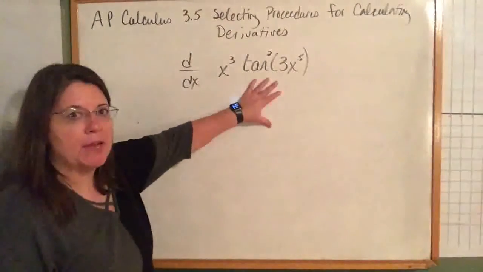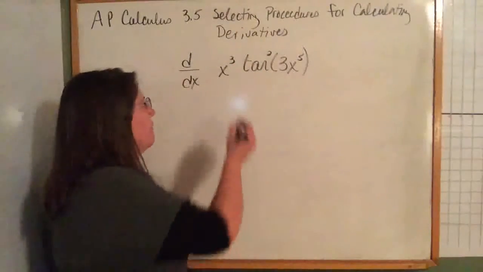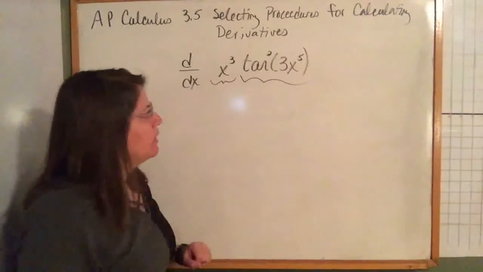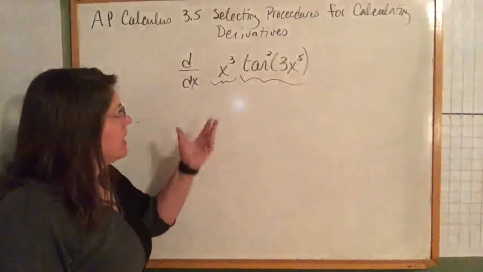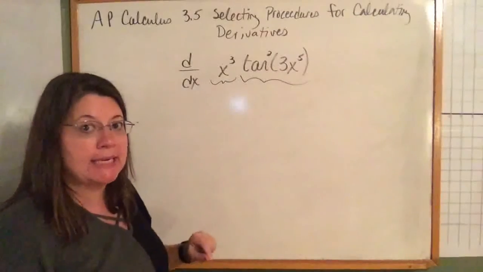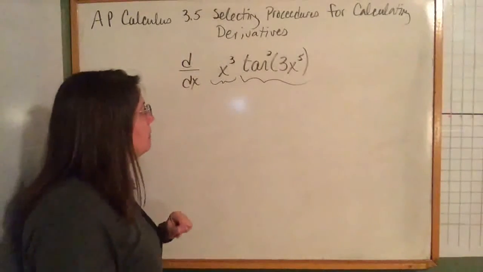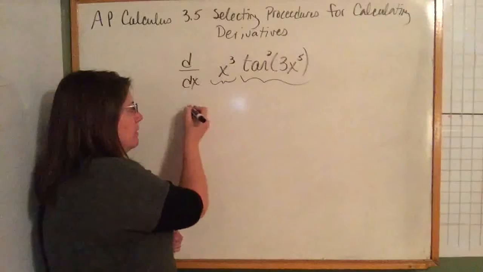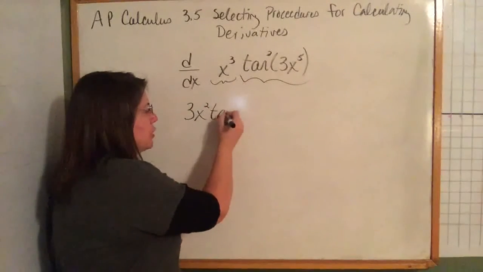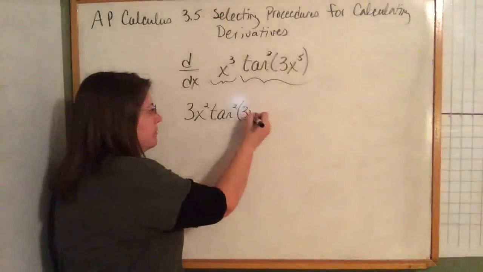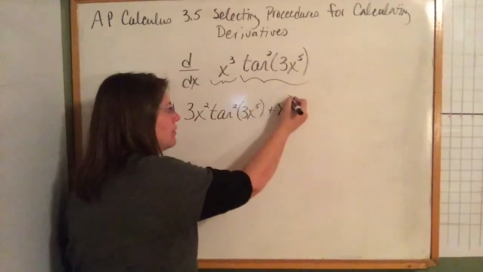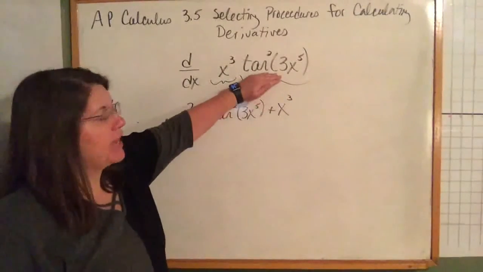Here's our last example. In this one, you have to look at what we've got. We've got a x cubed, and then we've got a tangent squared 3x to the 5th. That's a two-part problem. We're going to use the product rule here because we've got two terms multiplied together. So when we do the product rule, the first term derivative is 3x squared. We have to multiply that by the original second term.